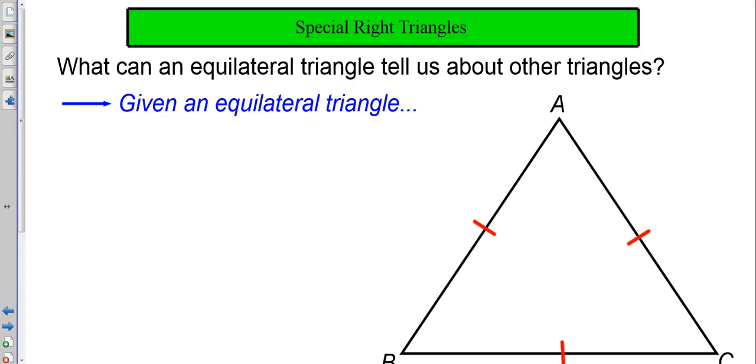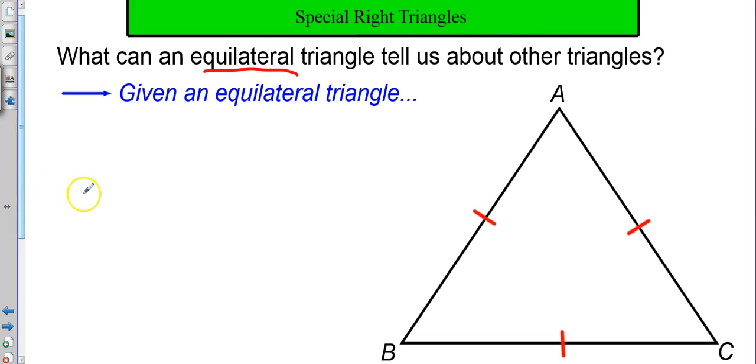In this video, we're going to check out another special right triangle. So we already looked at 45, 45, 90s, and in this one, we're going to start with an equilateral triangle. And you can see in the diagram, that's what I've got below. So I've got equilateral triangle ABC.